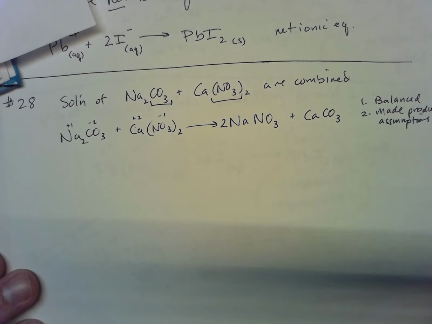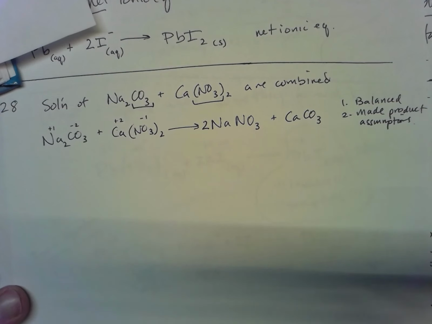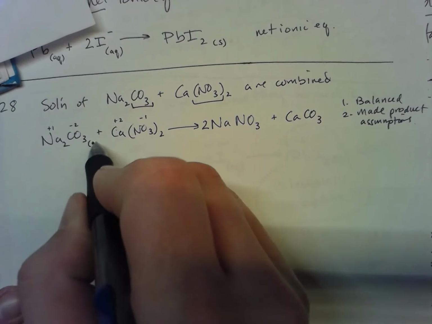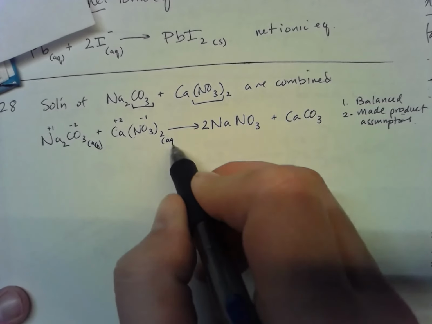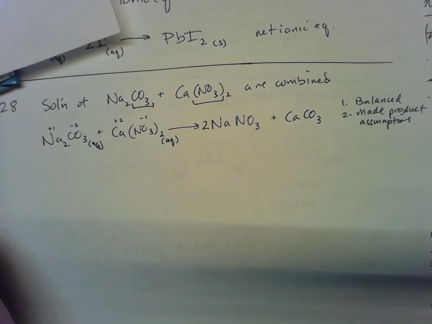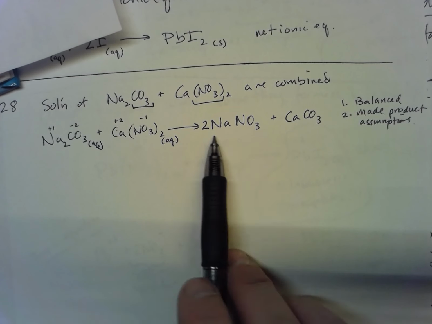All right, so we've assumed what's going to happen here. Now we need to check if anything's going to happen. It could be that all of these are soluble. Now we're told this is a solution, so we know these are aqueous and aqueous on this side. All right, so let's flip back to 265, and let's look at our assumed products.